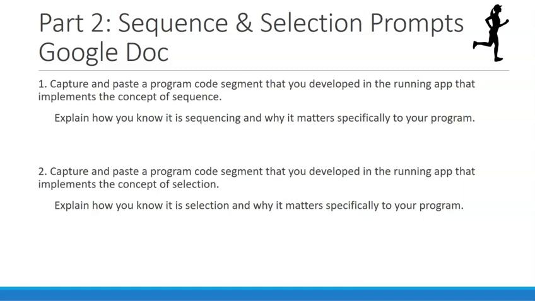Second, you'll capture and paste a program code segment that you developed in the running app that implements the concept of selection. Explain how you know it is selection and why it matters specifically to your program. This part of the assignment is also due Friday, December 15th.